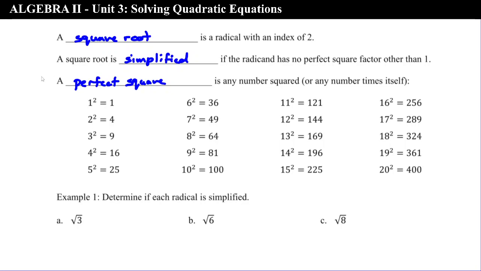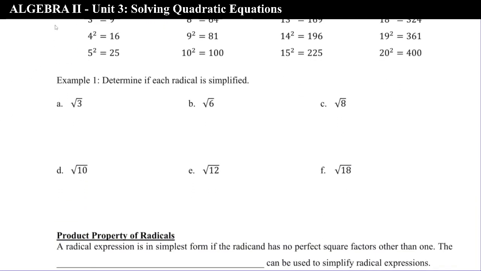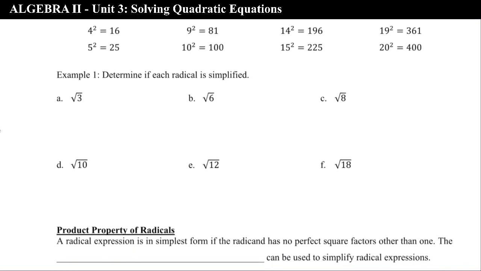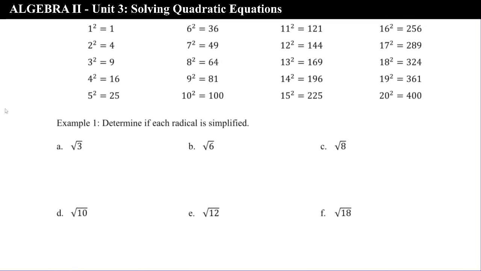So let's take a look at some examples. In these examples, we're not necessarily concerned with what the simplification is, at least yet. We are going to determine simply if the square root is simplified. Let's start off with the square root of 3. The only perfect square less than 3 is 1, and we don't really count 1 because everything can be divided by 1. Since there are no other perfect squares less than 3, there's nothing we can pull out, so it is simplified.